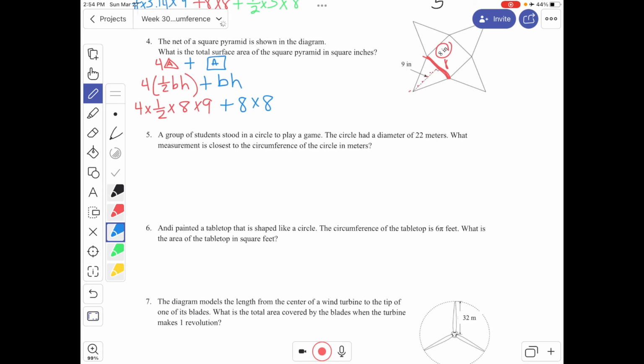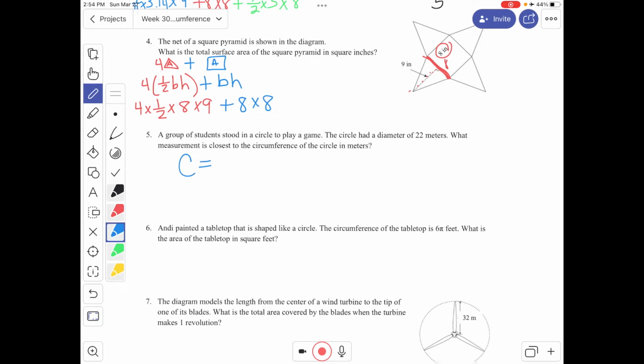Number 5. A group of students stood in a circle to play a game. The circle had a diameter of 22 meters. What measurement is closest to the circumference of the circle in meters?